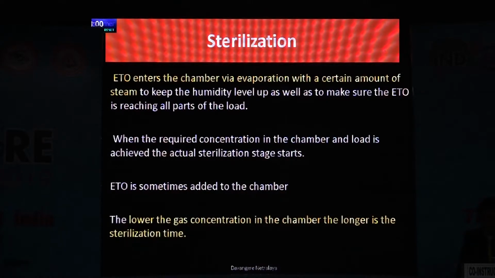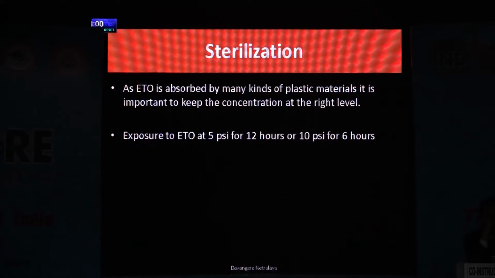The sterilization process, I told, ideally you should have an optimum gas concentration. Lower gas concentration in the chamber sometimes can make the cycle lengthier. In between the cycle, if you feel that there is no adequate concentration of ethylene oxide in the chamber, you can add additional cylinders in between the cycle also to get an optimal load of ethylene oxide.